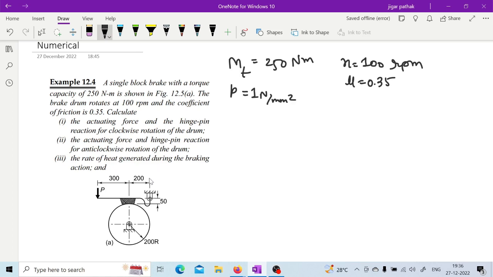So pressure is not mentioned in this, but in the last point they have asked to find the dimension of the block, right? And in that they have mentioned that this pressure intensity is 1 Newton per mm square, and the length of the block is twice the width. So in the last point they have asked to find the dimensions of the block. Yes, so these are the given data.